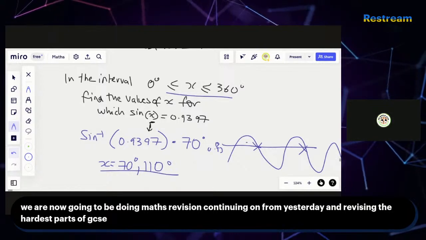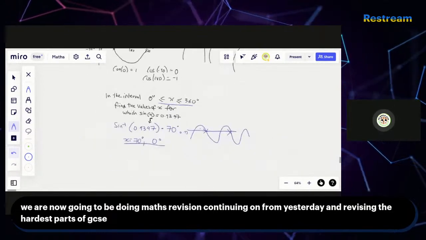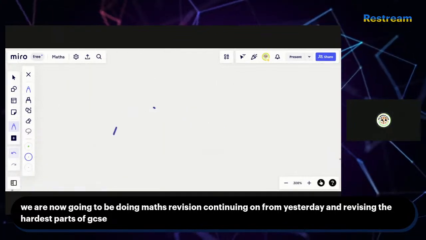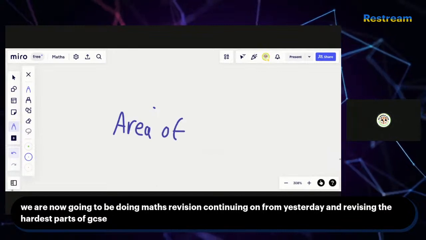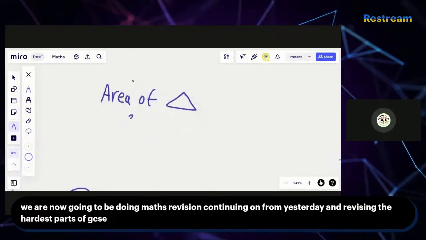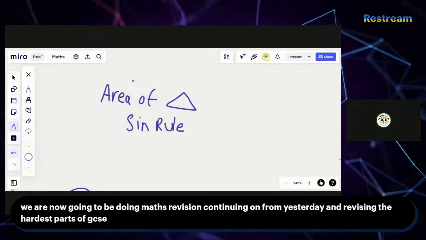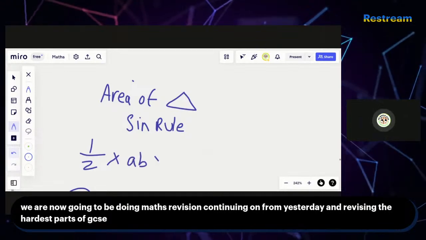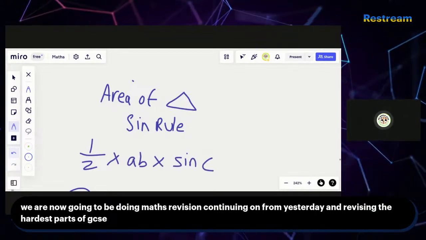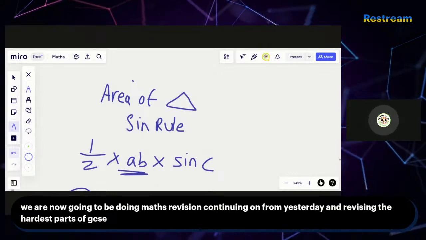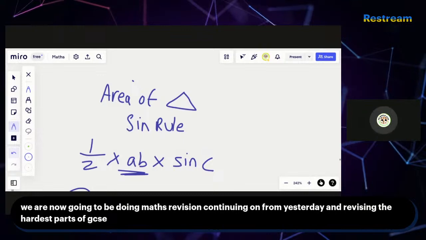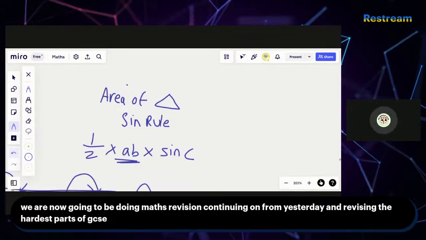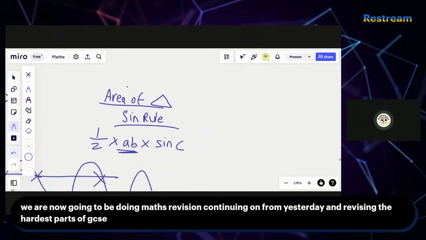Now, there's also another rule which you might want to know in terms of trigonometry, and it's being able to find the area of any triangle: half times a times b times sine C. So half ab sine C, in which a and b are two sides and C is the angle in between. So half ab sine C can give you the area of a triangle.